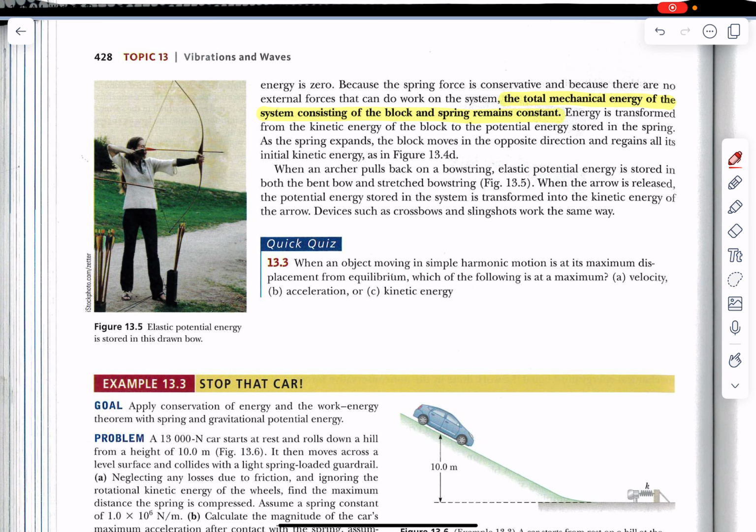The total mechanical energy of the system consisting of the block and the spring remains constant. And so during the time that the block is in contact with the spring, there's going to be some potential energy stored in the spring and some kinetic energy of the block.